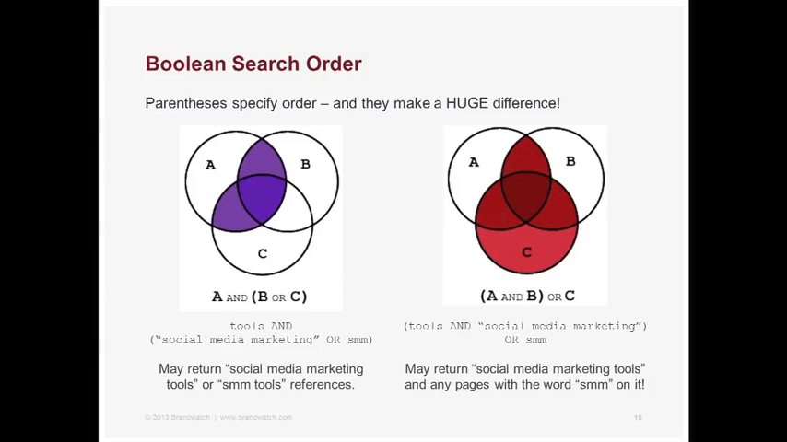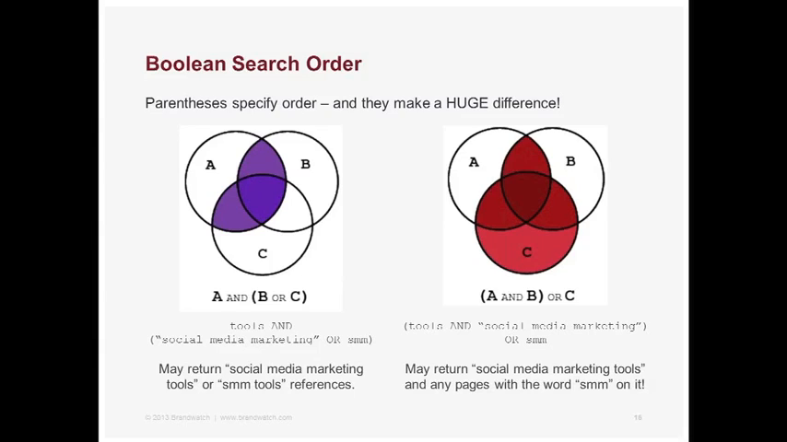Now, one of the biggest limitations I found was the lack of being able to specify order or parentheses in some of the tools that I looked at. Ordering is very important. So in this example, I have A and B or C. And I used an example for tools and social media marketing or SMM. If you put the parentheses on the OR statement and you say, well, I want to look for any mentions of tools, and they can either be called social media marketing tools or SMM tools. By having the parentheses at the end, we're saying we want any instance of those two terms, but they have to also mention tools. And that helps us refine what we're looking for, which is the purple area in the Venn diagram.